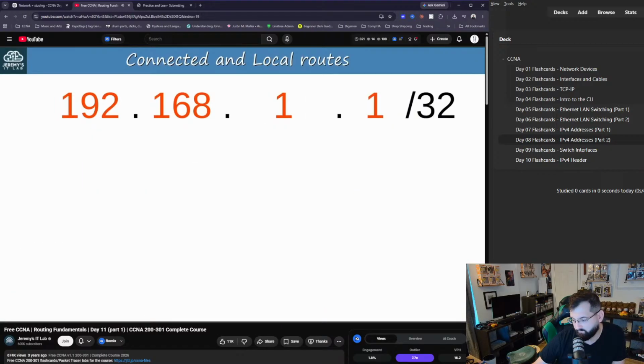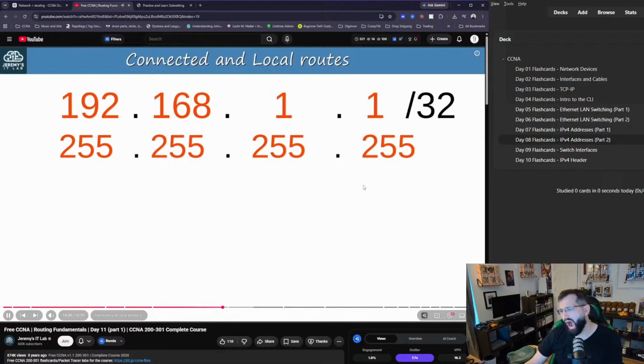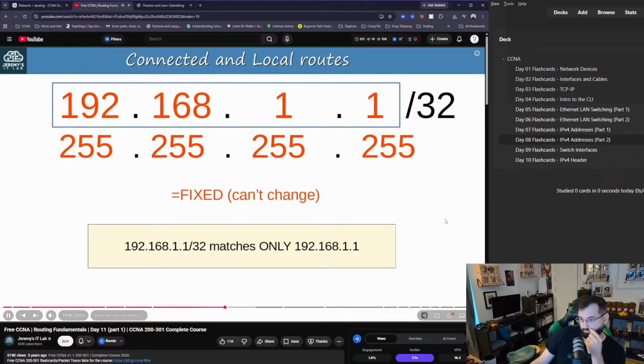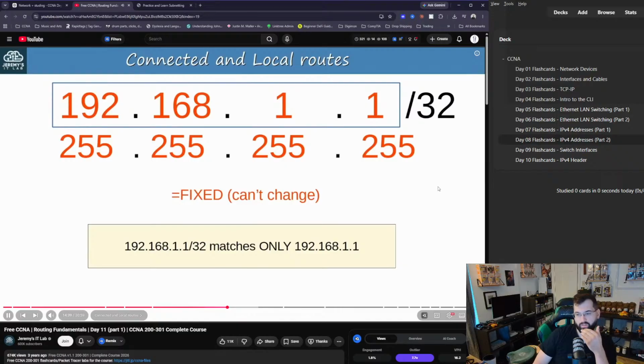Now, the local route to 192.168.1.1/32 is simpler. Because it's /32, all bits of the netmask are 1, so it's 255.255.255.255. All of these bits are fixed. They can't change. So 192.168.1.1/32 matches only destination 192.168.1.1. And that's because 8 times 4 is 32. 4, 8, 12, 16, 24, 28, 32. Right? Yes. No other IP addresses.